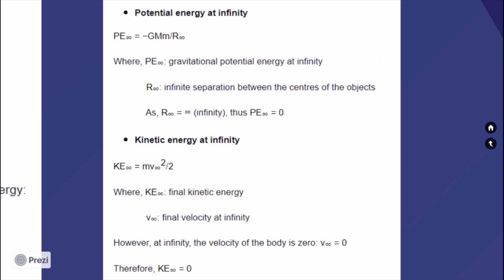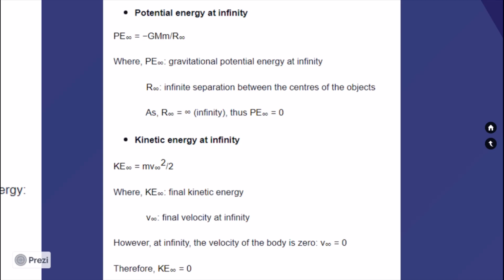Now when the body is at infinity, its potential energy would be minus G m1 m2 divided by r infinity, where r infinity is the infinite separation between the center of the earth and the infinite point. And as the value of r infinity is very large due to its infinite distance, the potential energy of the body at infinity is equal to 0.